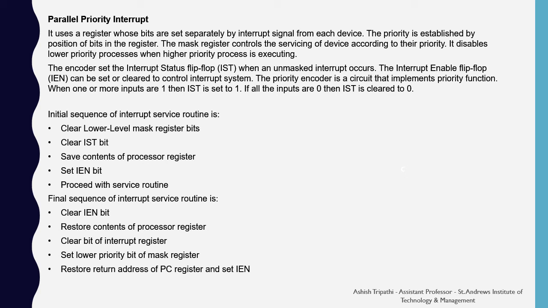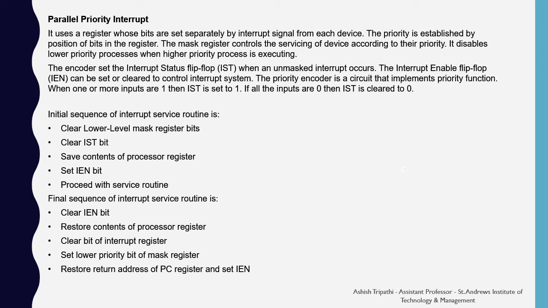So what is happening in the parallel priority interrupt? It uses a register to hold the priority bits, and it will service the devices accordingly in a parallel fashion. It has two registers. One is the IST, that is the interrupt status register, which marks the status of the interrupt, that is whether it is 0 or 1, and also it has the interrupt enable flip-flop, which is set to 1 initially, so that the device can interrupt the CPU, and if none of the devices interrupt, then it will be set to 0.